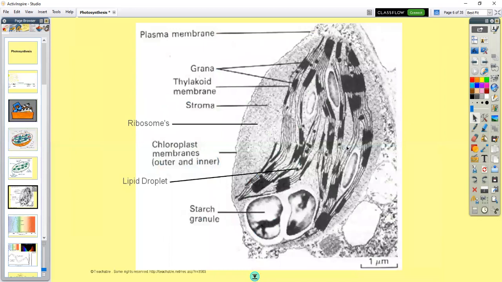Electron microscope version of that, you can see there's your stacks of thylakoids, your lamella linking them together, and the stroma, there you can see is the sort of cytoplasm part.